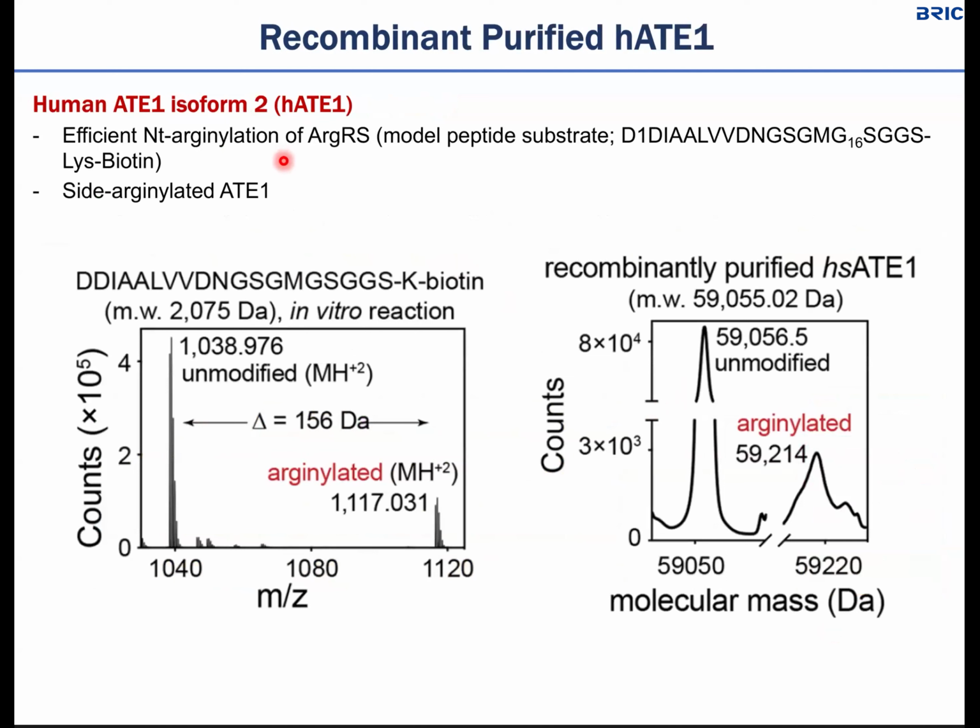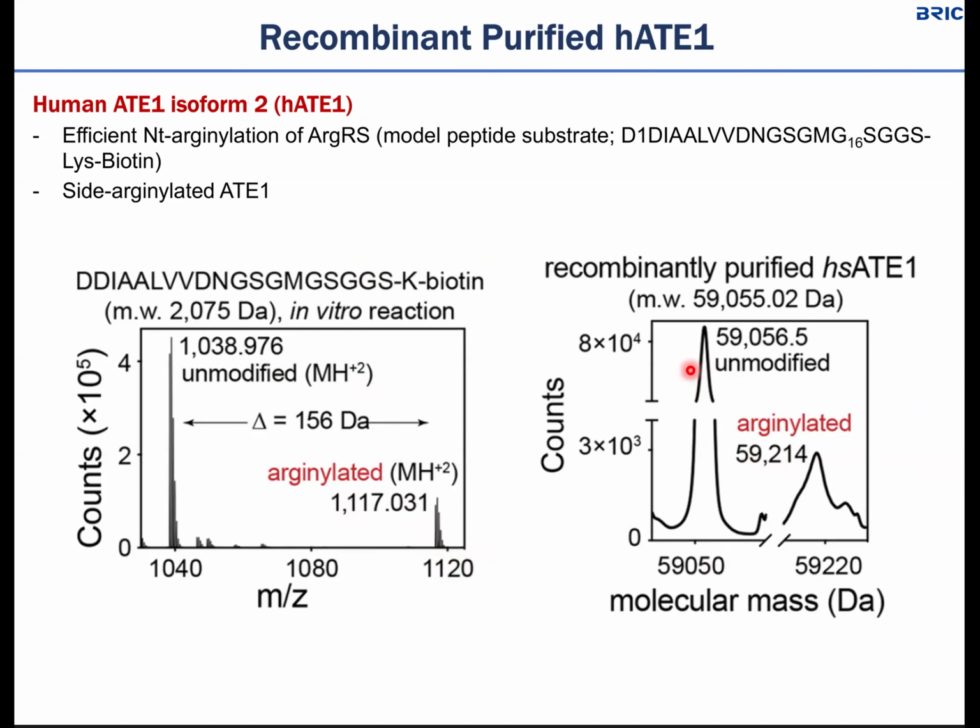We first conducted LCMS analysis using a reconstituted arginylation reaction mixture with purified recombinant AT1. Similar to previous findings with yeast AT1, the incubation of human AT1 alongside in vitro transcribed human arginyl tRNA, the model peptide substrate arginine RS, which was derived from the actin sequence, and finally ATP, led to the detection of the anticipated arginylated product, with a 156 Dalton mass increase.